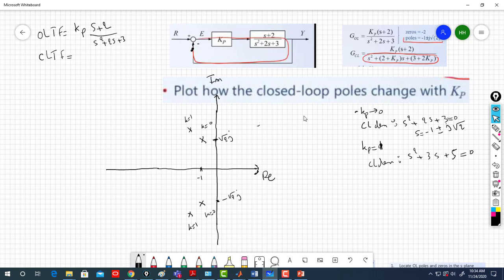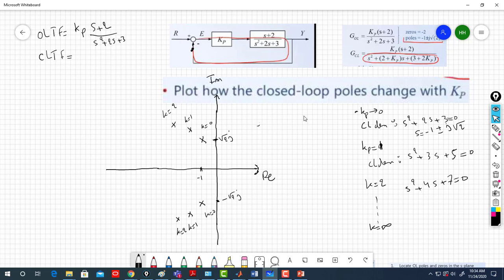Then I did it for k equal 2. So I get S2 plus 4S plus 7 equal to 0. Then you can find the poles. I found them here and here. This is k equal 2. Etc. at k equal infinity.